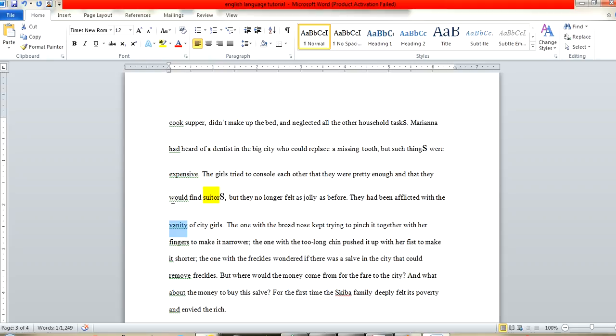I have the next sentence. The one with the broad nose kept trying to pinch it together with her fingers to make it narrower. Let me stop right there. So we have this one right here, the one. I assume that the one is a substitution for one of the daughters.